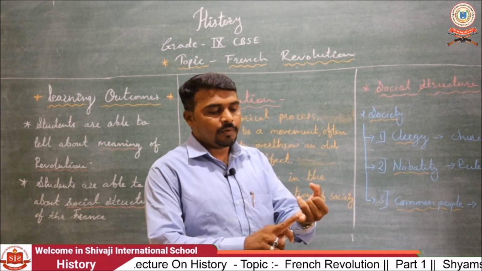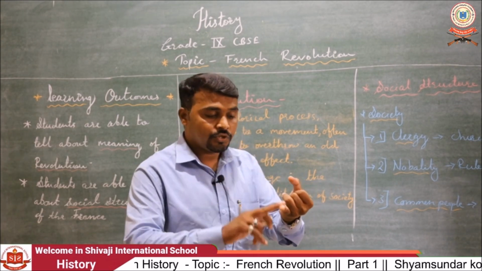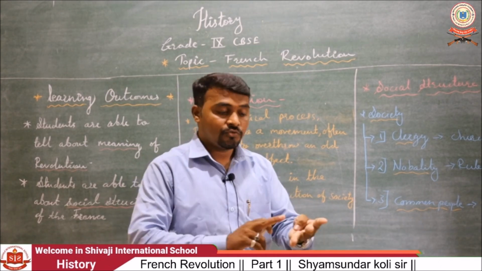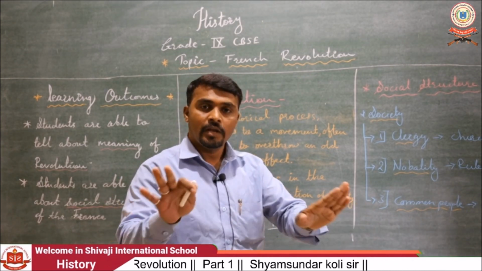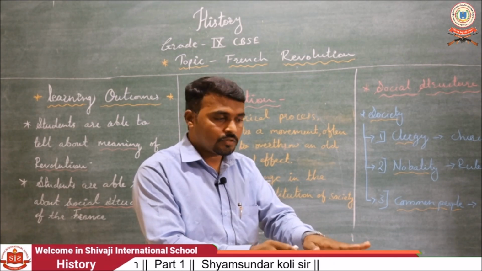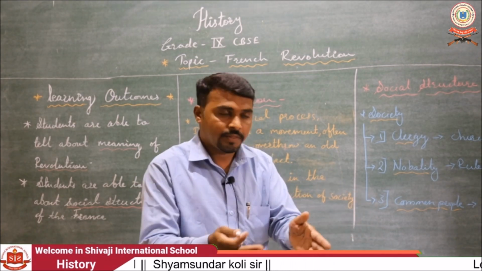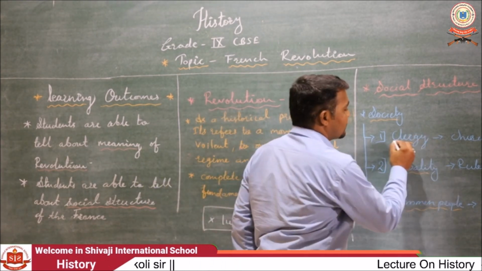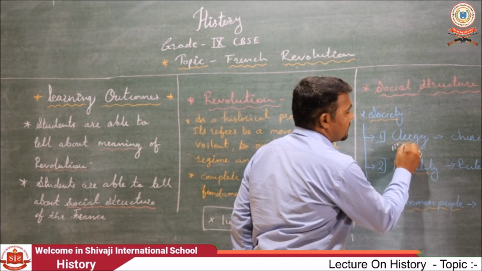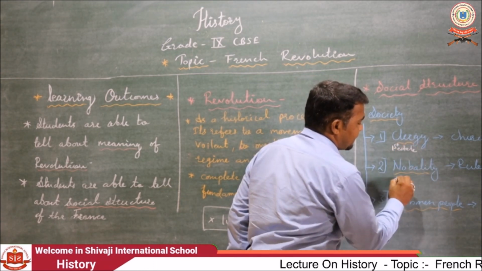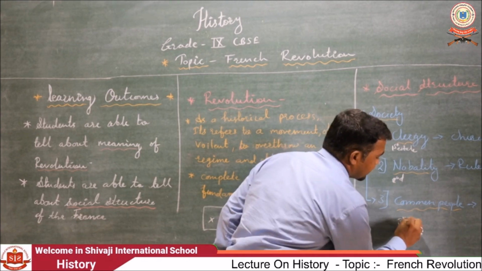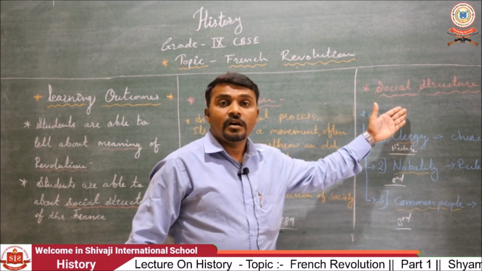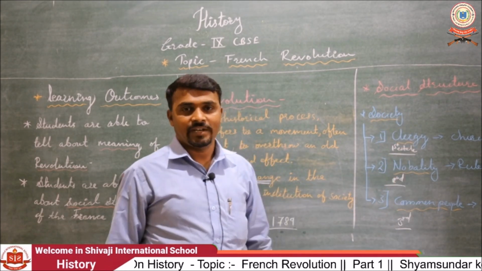Among the common people, do you know, there are lawyers, teachers, doctors, farmers, laborers, traders, merchants, all types of people who are common, who have their own occupations. These people belong to the common people. This is the third state; the clergy we call the first state. First state, then second state, and then third state. These are the three states. In this way the society was divided into three states.